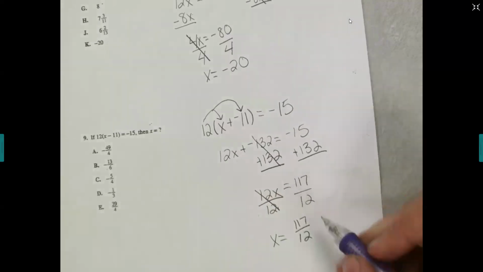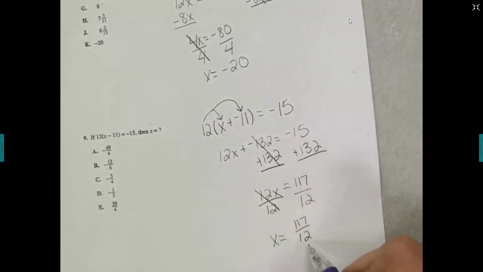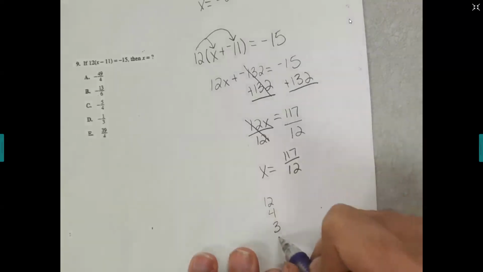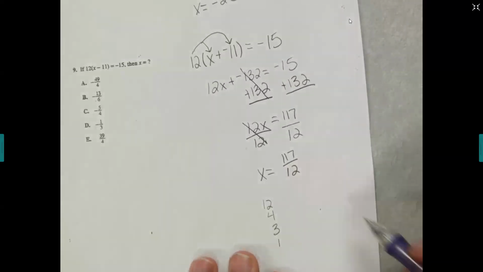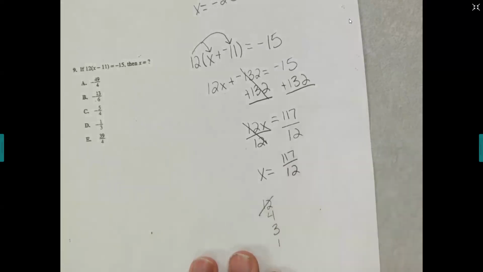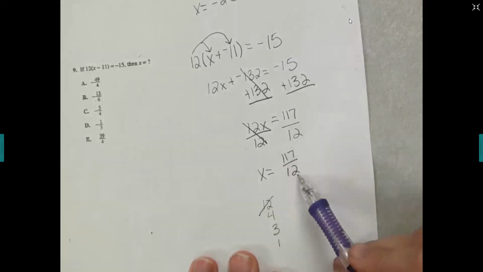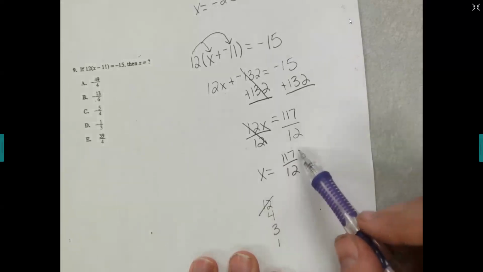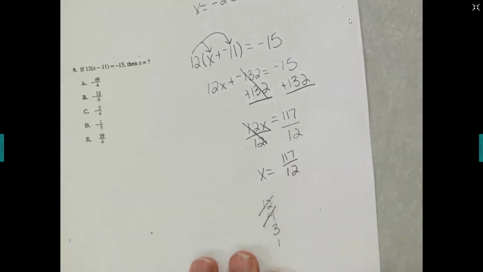So to reduce this 117 over 12, I'm thinking to myself, what is 12 divisible by here? That's the smallest number, so that's the one I want to work with first. So 12 is divisible, obviously, by 12, 4, 3, and 1. 12 goes into 12, but 12 doesn't go into 117 because 117 is an odd number, so it couldn't possibly go into 117. 4 goes into 12, but 4 doesn't go into 117 for the same reason. It's an odd number, so it clearly doesn't go into 117.